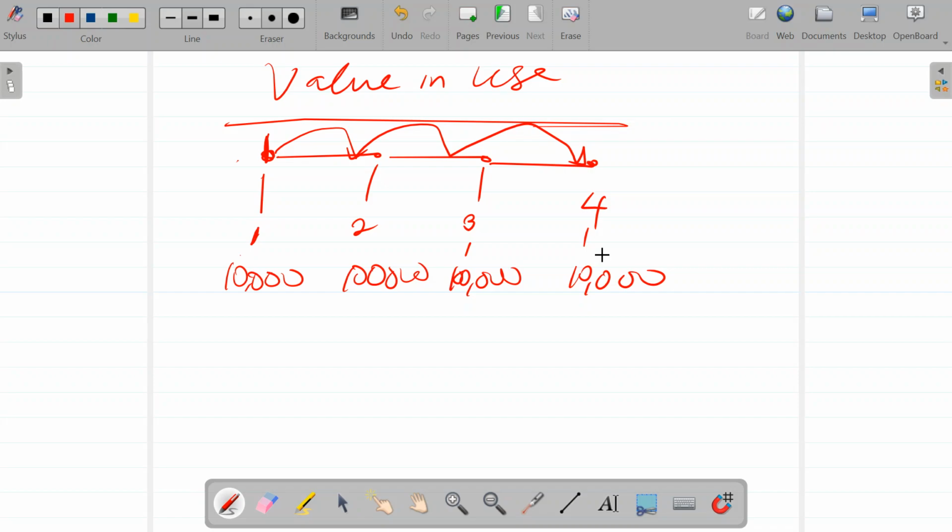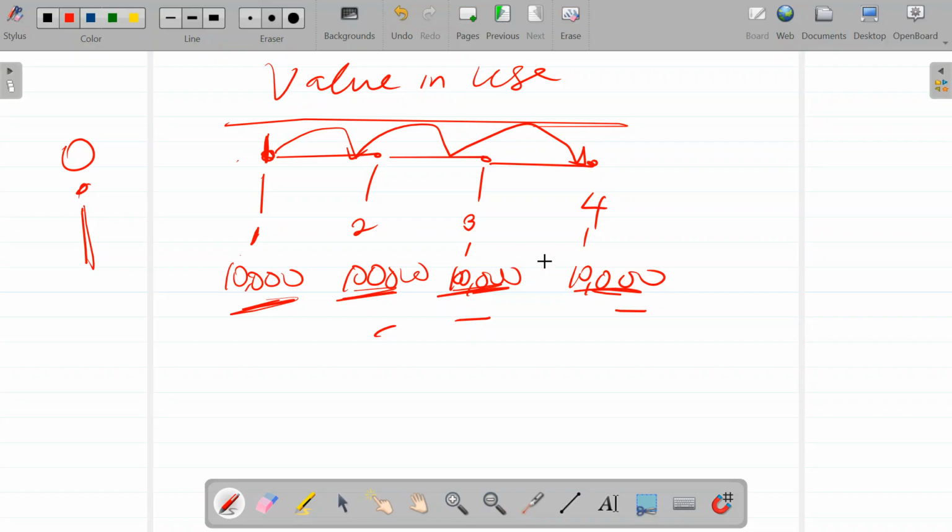Since the value in use is based on future forecast cash flows, when we are determining the value in use, we need to find the present value of the future cash flows. All these are in the future, but we are standing at year zero. To estimate the value in use, we need to find the present values of all the future cash flows. Do you get it? So value in use is the present value of future cash flows that is expected to be generated from the assets. That is the formal definition of value in use.